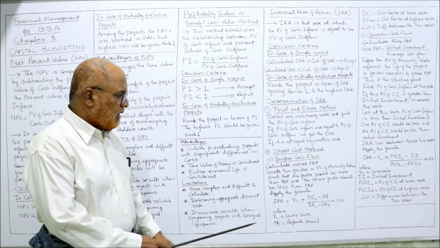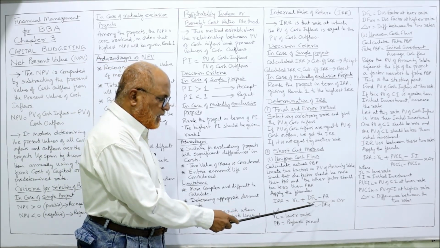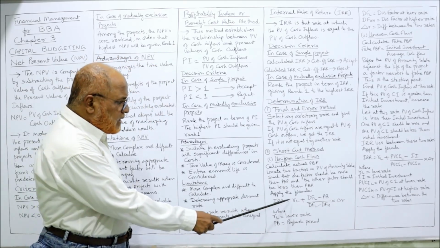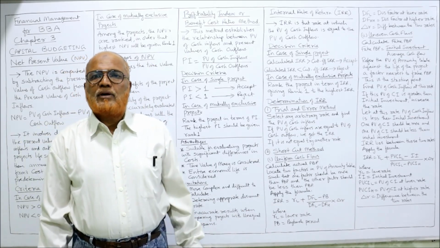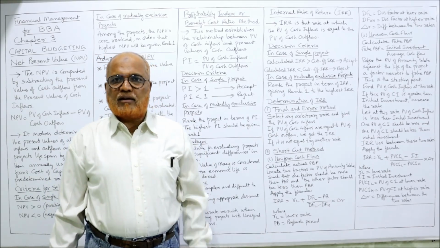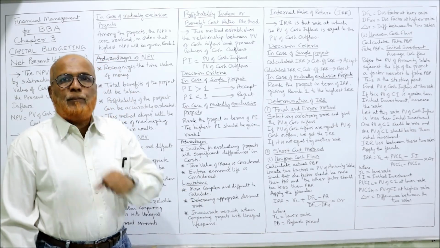Now you apply the formula. IRR is equal to RL plus DFRL minus PB divided by DFRL minus DFRH into delta R. What is RL? Lower rate. Two rates you got in annuity table. One lower rate, one higher rate. Lower rate is RL. PB stands for payback period.